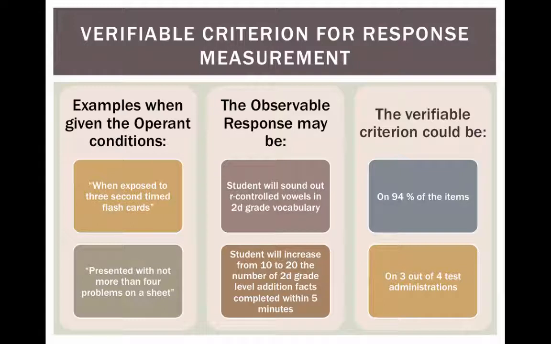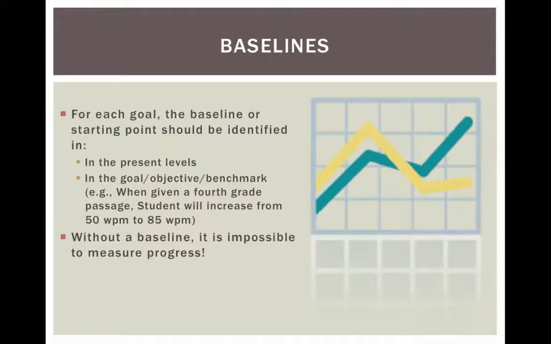Again, this is just verifying. So we have the criterion here. We add the criterion at the end: on 94% of the items on 3 out of 4 test administrations. For each goal that we've identified, though, we have to have had a starting point, and we know that our starting point is our baseline. So the baseline gives us the present level of functioning for the child, and then we move from there.